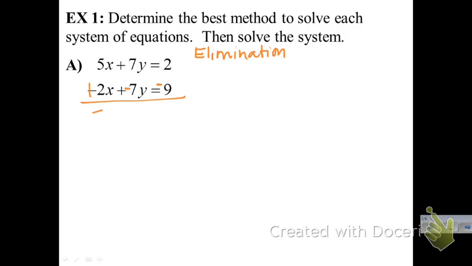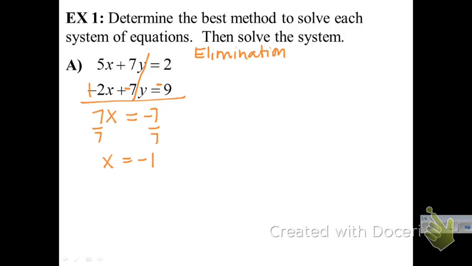So you get 5 plus 2 is 7x. The 7y's will subtract out, and then you get 2 minus 9 is -7. Solve for x by dividing by 7. X equals -1. Then you're going to use that value and substitute it into either equation and solve.